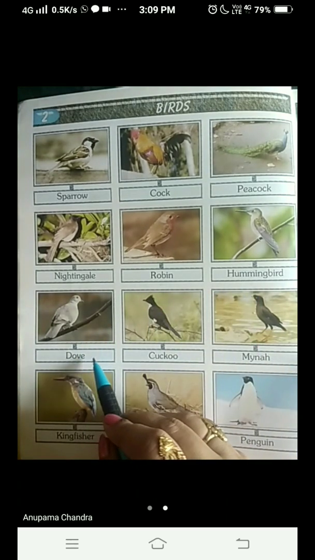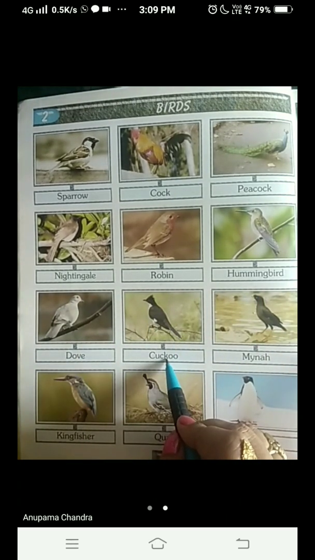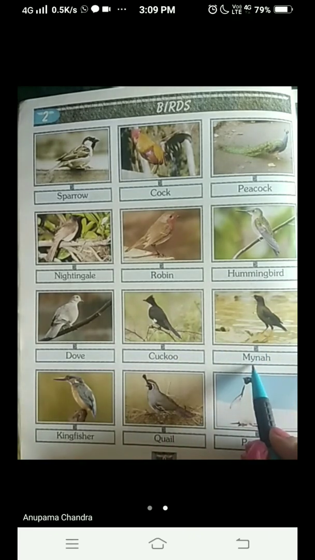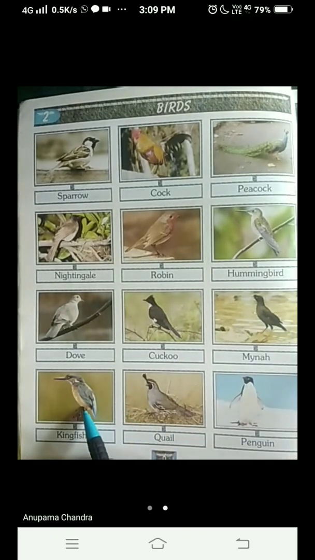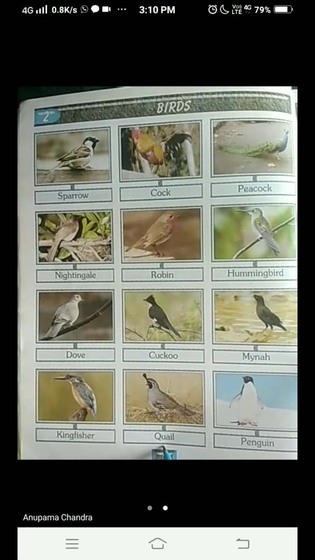Dove, cuckoo, manna, kingfisher, quail, penguin.